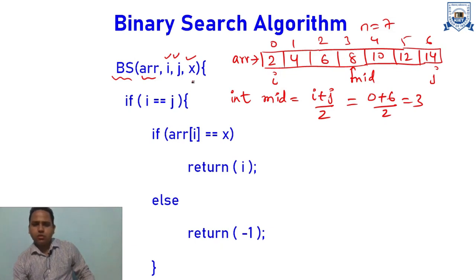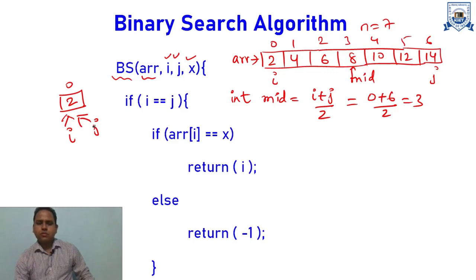Now suppose I and J are equal. What does this mean? I and J being equal means the array has only a single element. Suppose the array has only a single element, that means I is pointing to this index and J is also pointing to this index. So if they are equal, only one element is there in our array. So we'll simply compare ARR of I with X.